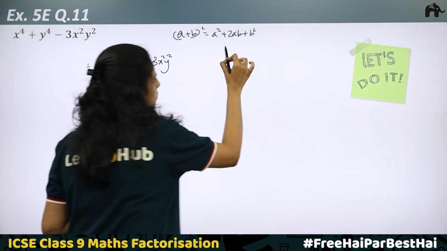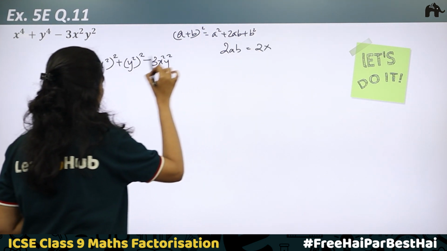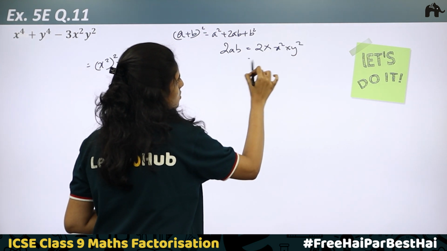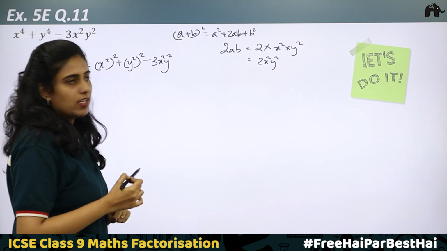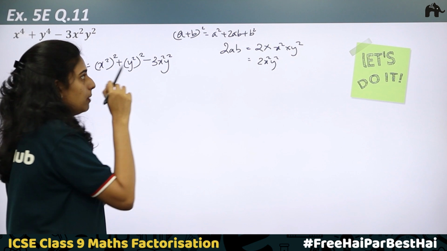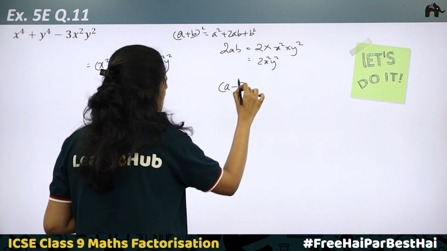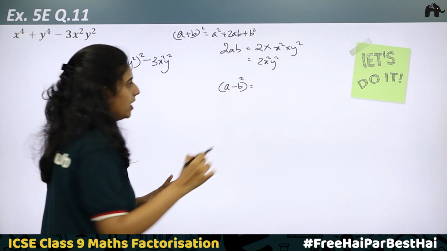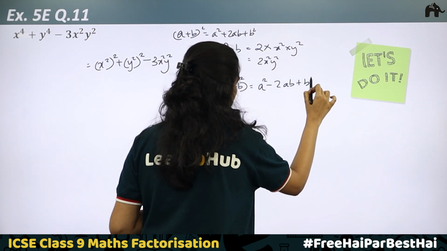We need to find what 2ab can be. So 2 into a, that is x square, b which is y square. So 2x square y square. But here we have minus 3x square y square. So how to change this minus 3x square y square? So better it is to take a minus b whole square. So when you take a minus b whole square, you will be getting, here we have a negative sign, so we will take a minus b whole square. That is a square minus 2ab plus b square.